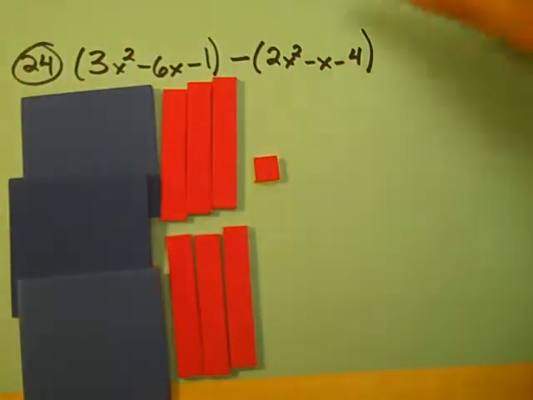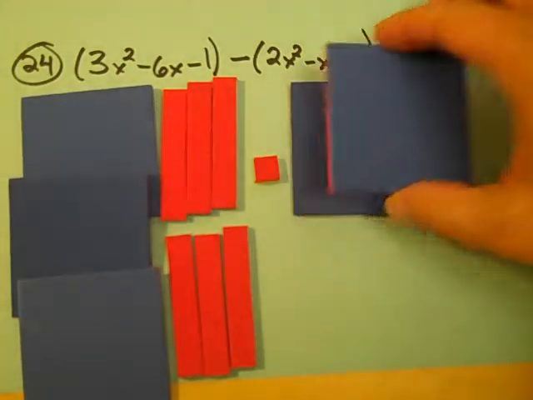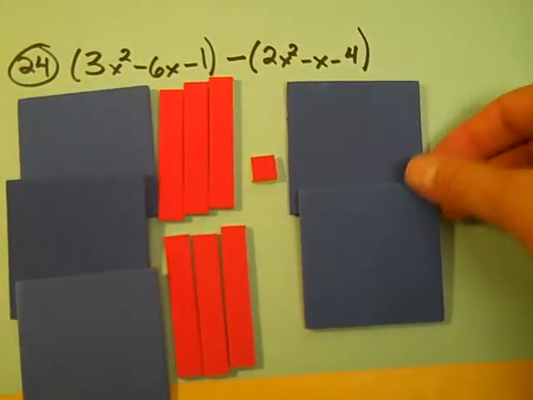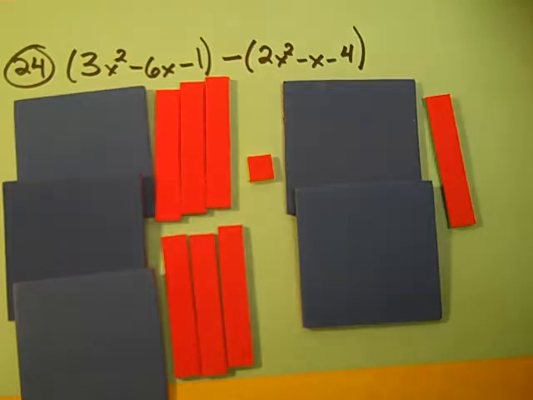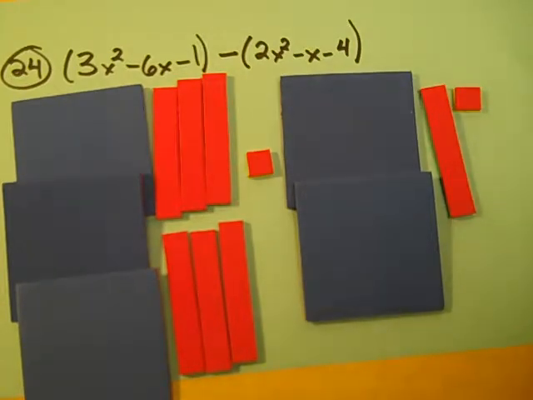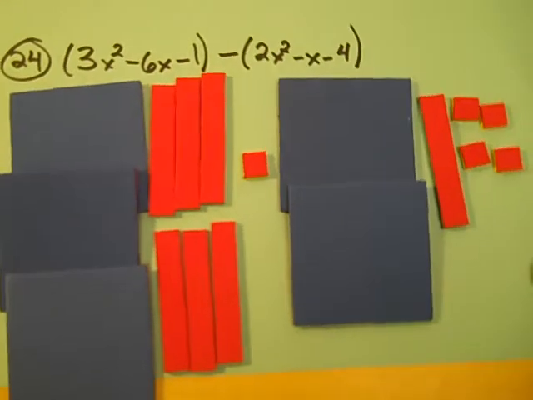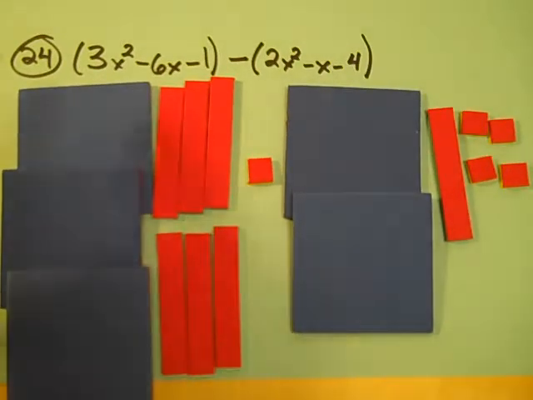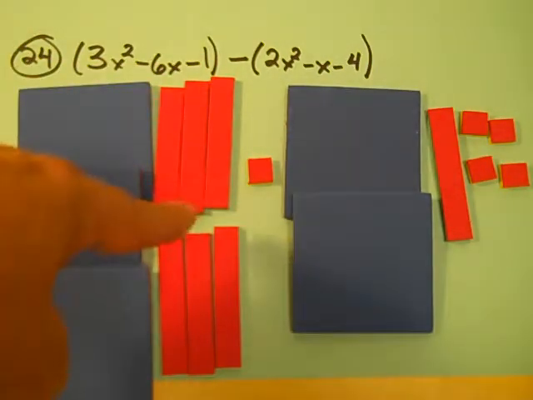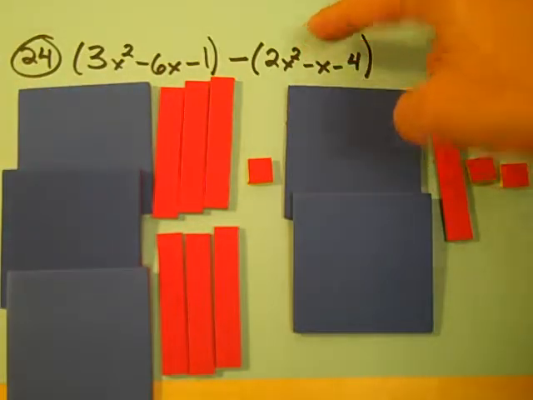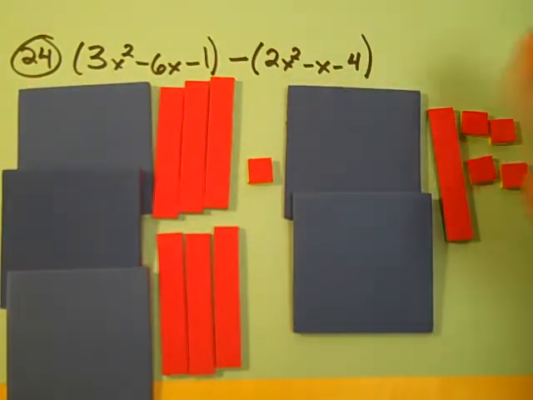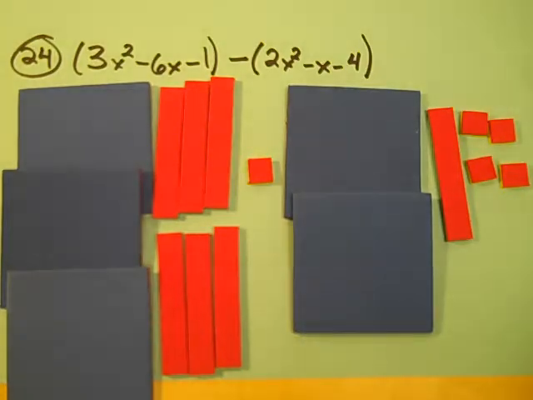And then over here I'm going to have a 2x squared. I'm going to pay no attention right now to that negative. Minus x minus 4. So I'm going to need some red ones here. Red, red, and the red. There we go. Okay, so I've got 3x squared minus 6x minus 1. And on this side, I should have 2x squared minus x minus 4. Beautiful.